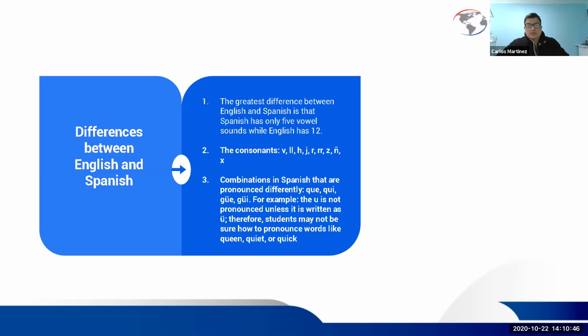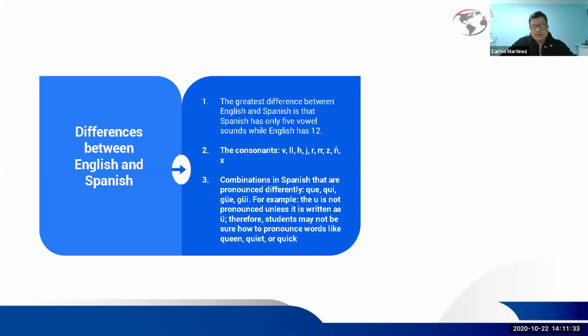Then the combinations that we have in Spanish with the U and the E, the que, the qui, the güe, the güi, that doesn't exist in English, okay? For example, if you have quiet or queen, or quick, they're sometimes not sure how to pronounce it. The difference when you have the Q and E and the diéresis, like in güe, güi, these sounds, or these rules, don't exist in English. So this is a problem for English speakers. So it's not only Spanish speakers who have problems when they speak English, but also English speakers have problems when they speak Spanish, okay?